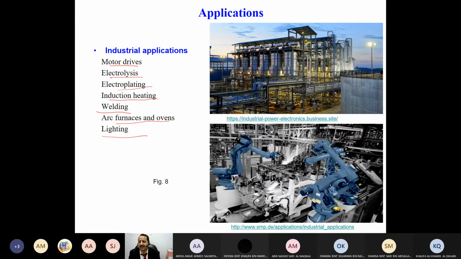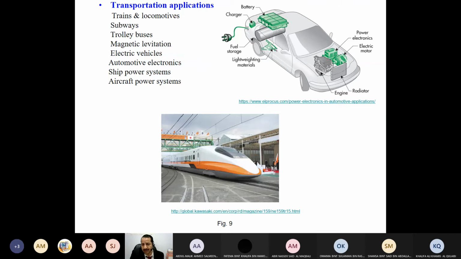You can't see a factory without motors. How do we control the motors? By power electronic converters. Transportation. Now in Oman today we use electrical vehicles in some places. So transportation using electrical vehicles needs converters. Without a power electronic converter, we cannot control the motor which drives the car, the vehicle. It's used in trains, in subways, in trolleys, magnetic levitation vehicles, and many others, even in ships in the ocean or rivers.